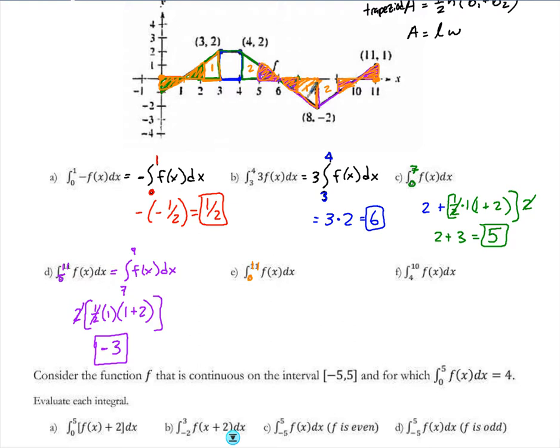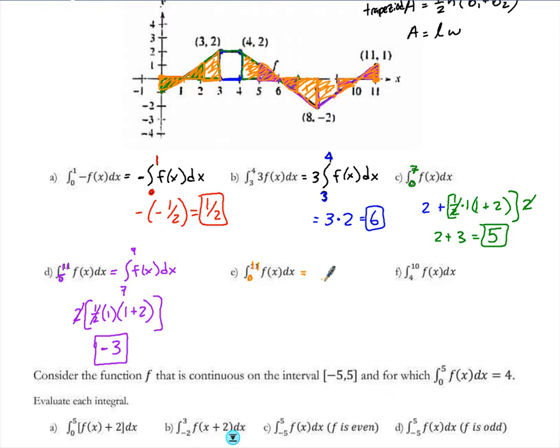So this integral actually becomes quite easy to figure out because all we're worried about is this rectangle, which has a base of 1 and a height of 2. So 1 times 2 is 2, and the area of that function over that interval is 2.